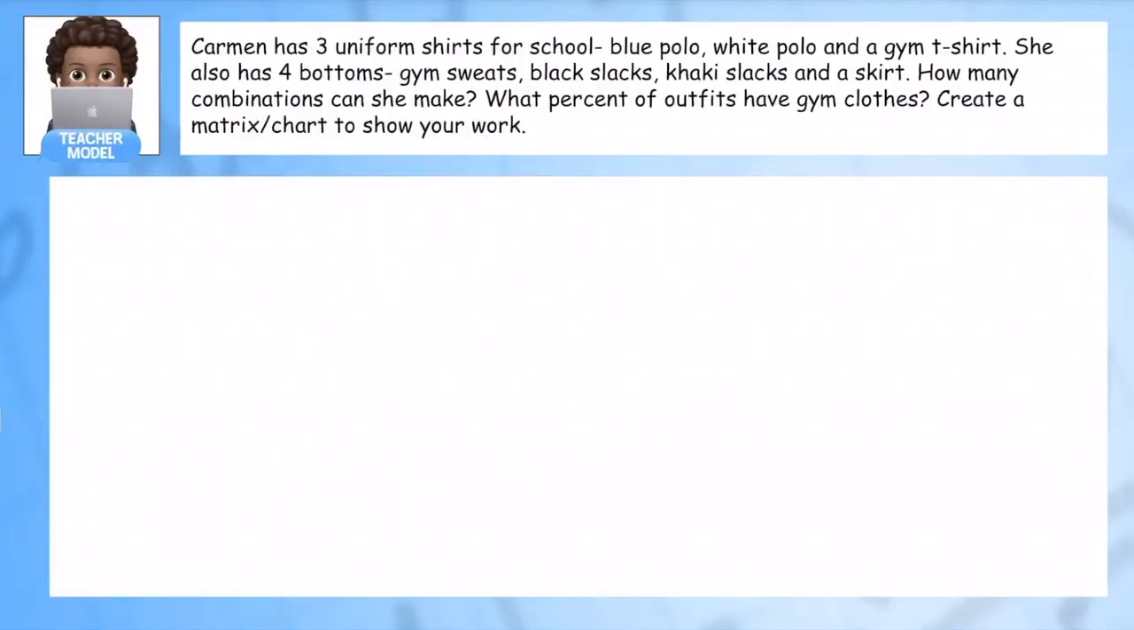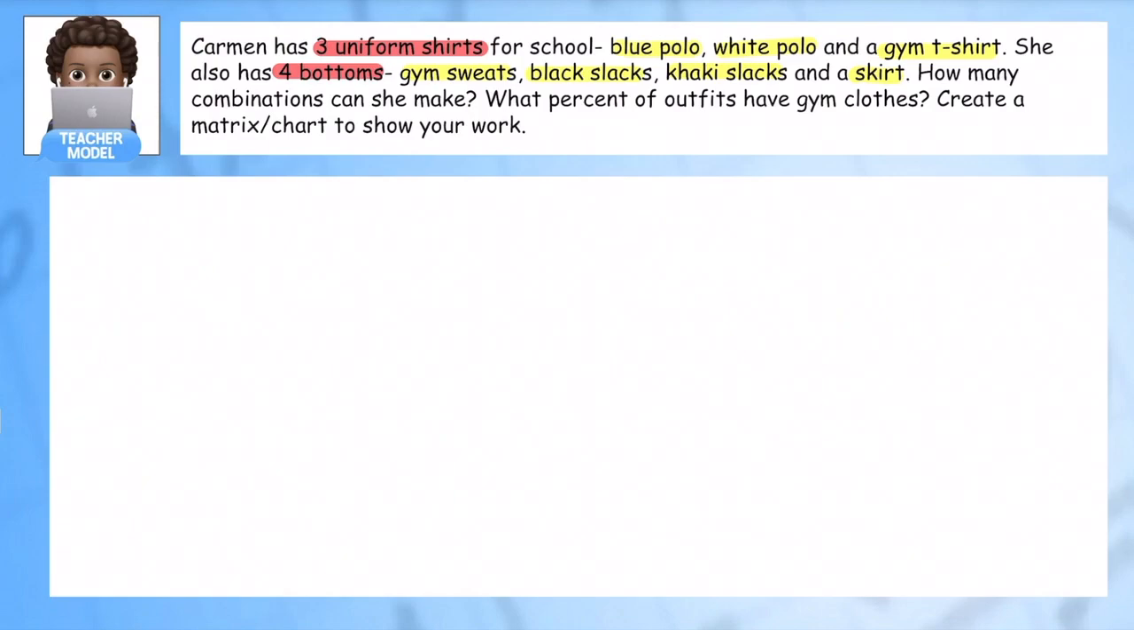Let's look at our second problem. Carmen has 3 uniform shirts for school: a blue polo, a white polo, and a gym t-shirt. She also has 4 different bottoms she can use: a gym sweats, black slacks, her khakis, or a skirt. So just so you can see, she has 3 different shirts, 4 different bottoms. How many combinations can she make? What percent of outfits have gym clothes? Create a matrix or a chart to show your work.